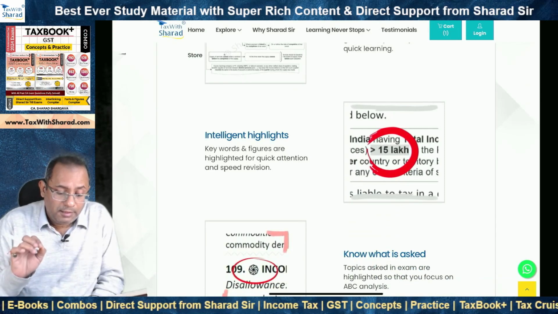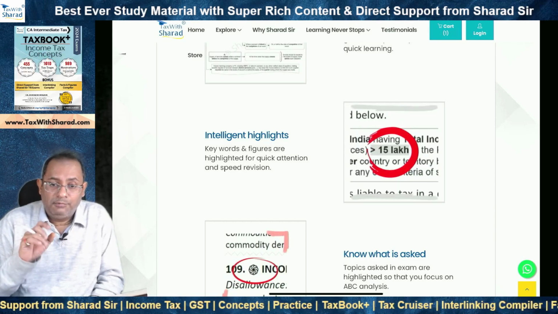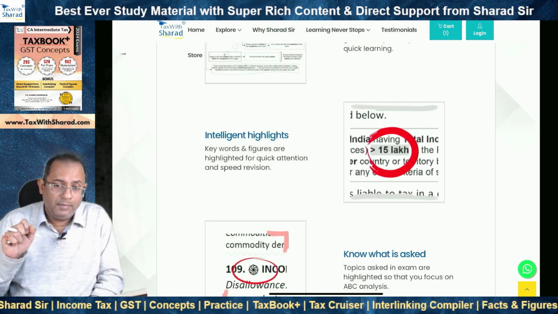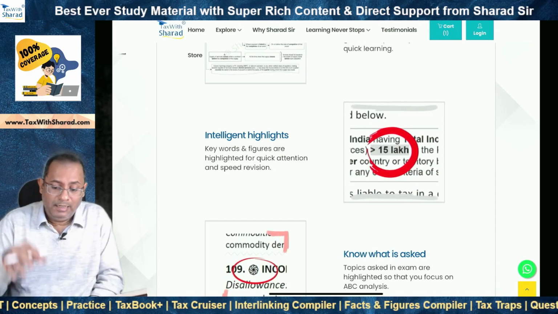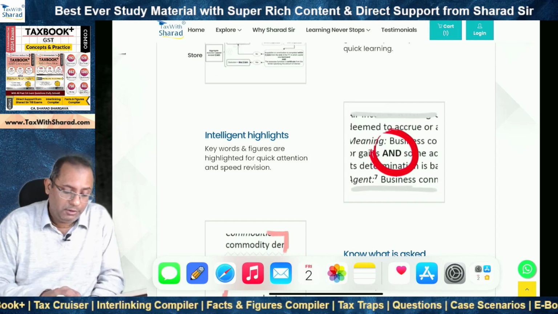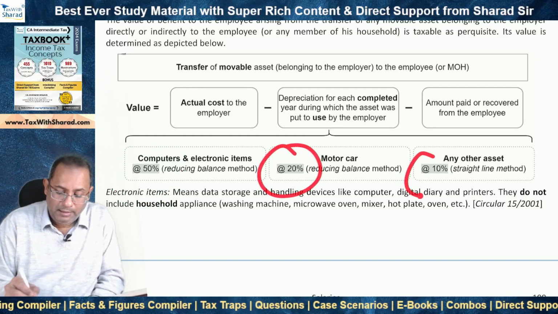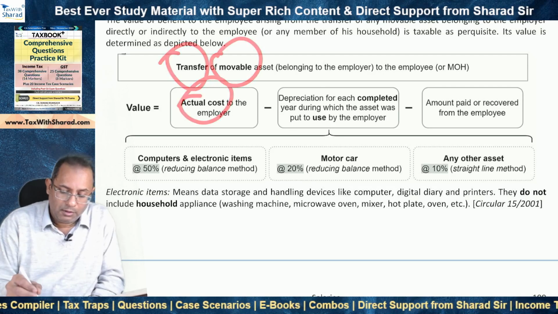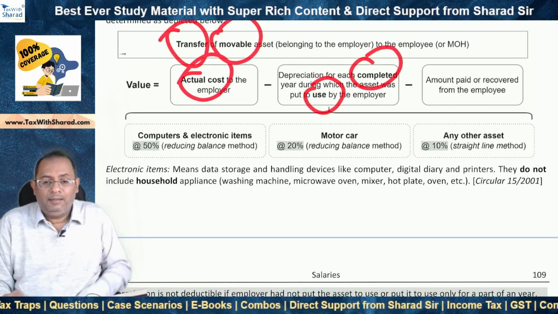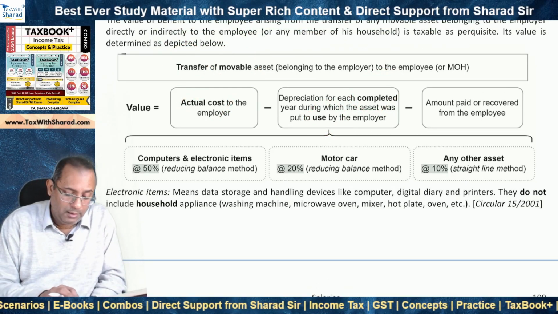Intelligent highlighting. Keywords and figures are highlighted for quick attention and speed revision. It really helps you to capture quickly the important things, the facts and figures. The facts and figures compilers we saw, that's extremely useful. The same thing across TaxBook, across chapters, has been highlighted intelligently, and this greatly helps you in quick revision as well. You see, at the rate of 50%, at the rate of 20%, at the rate of 10%. And these important words: transfer, movable, actual cost, completed, use. These are intelligent highlights which really help you in quick revision and quick learning.